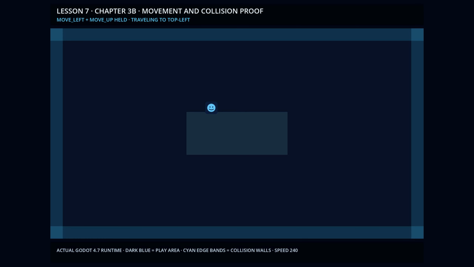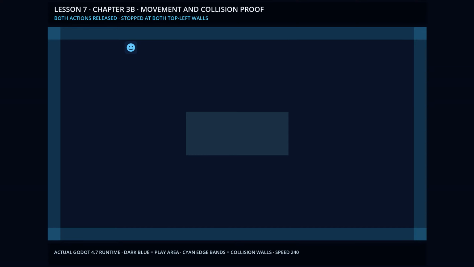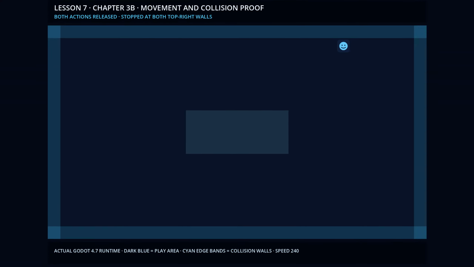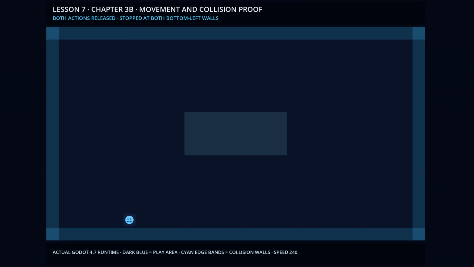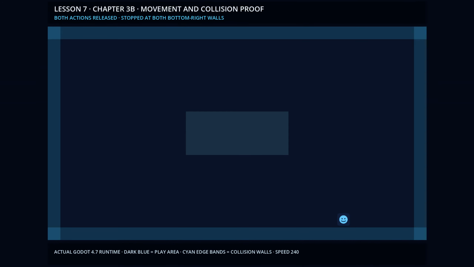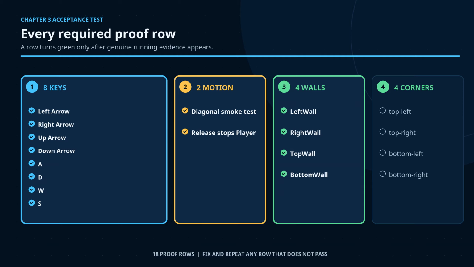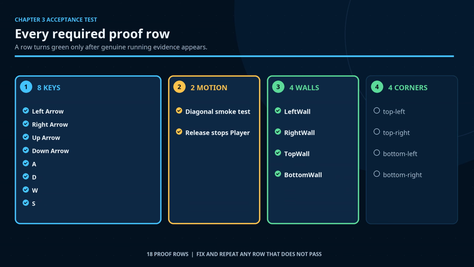Now hold 2 directions into each corner: left plus up, right plus up, left plus down, and right plus down. The player may slide along one edge while approaching, but the circle must remain inside at all 4 corners. Mark each corner separately instead of calling one corner proof for all 4.